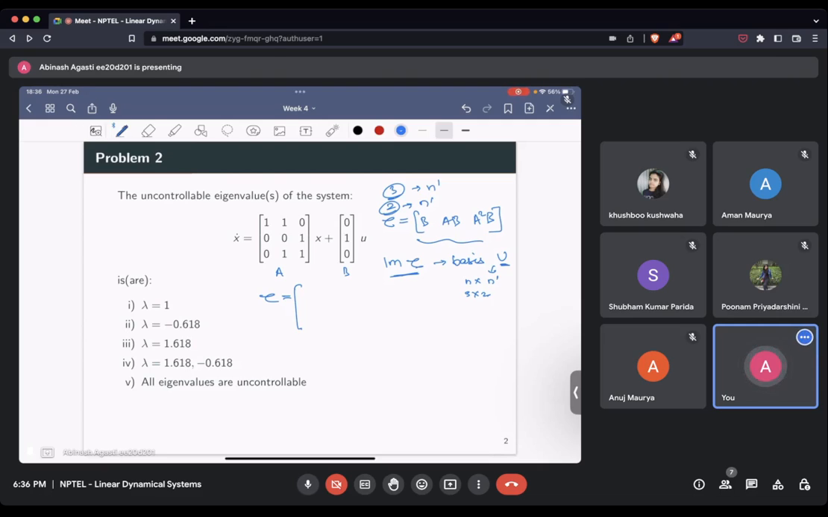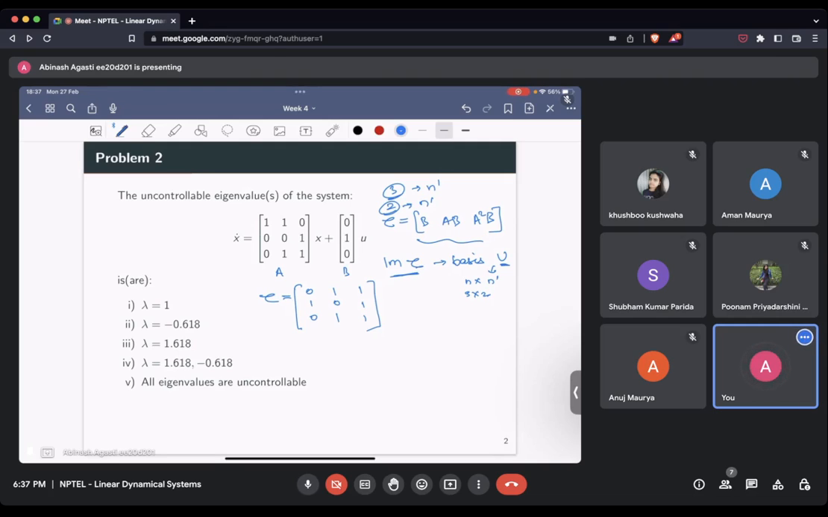Okay, so anyone found it? The first column is B: 0 1 0. Then what is AB? 1 0 1. What is A squared B? 1 1 1. Okay.